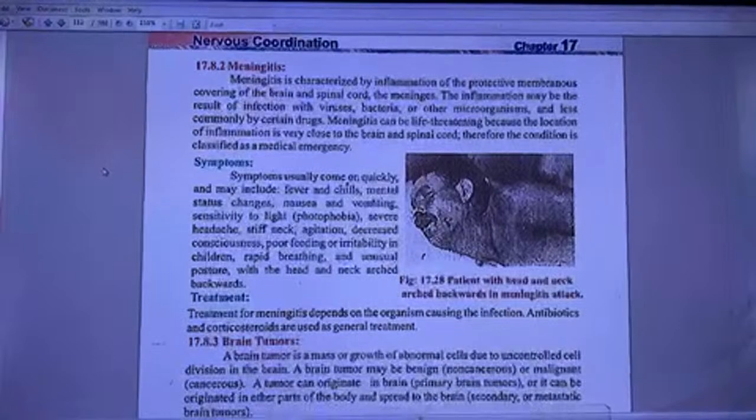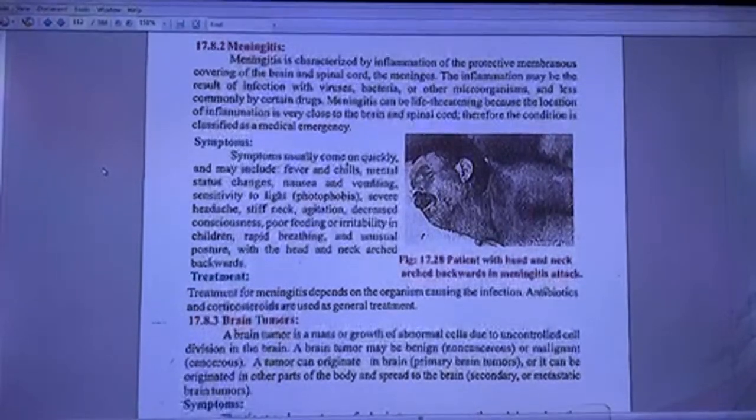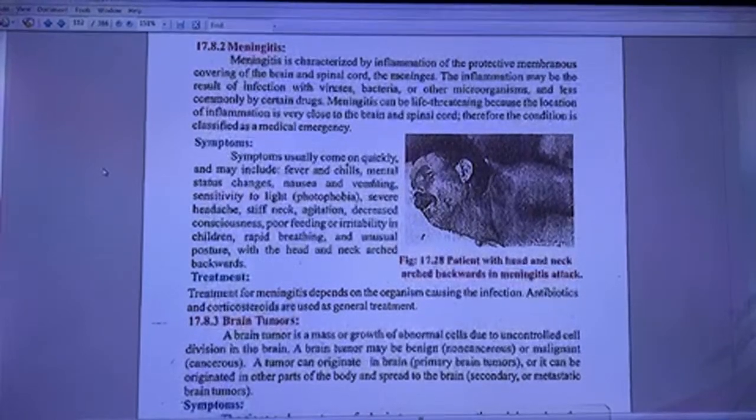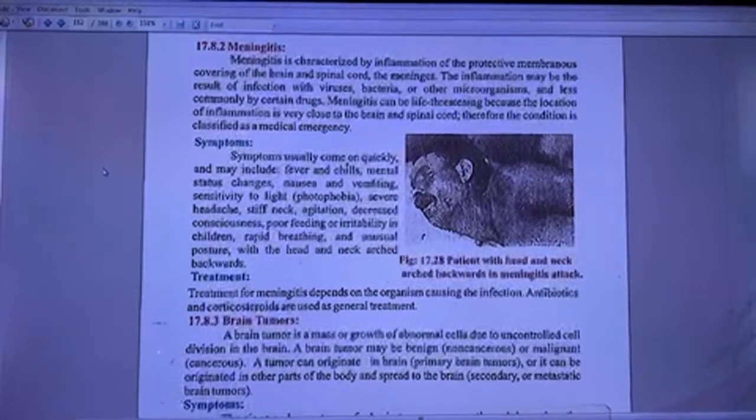Meningitis. Meningitis is characterized by inflammation of the protective membranes covering the brain and spinal cord. The meninges inflammation may be the result of infection with viruses, bacteria, or other microorganisms, and less commonly by certain drugs. Meningitis can be life-threatening because the location of inflammation is very close to the brain and spinal cord. Therefore, the condition is classified as a medical emergency.